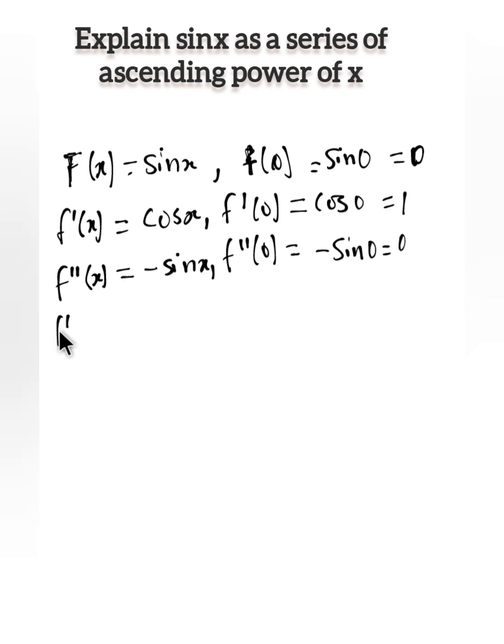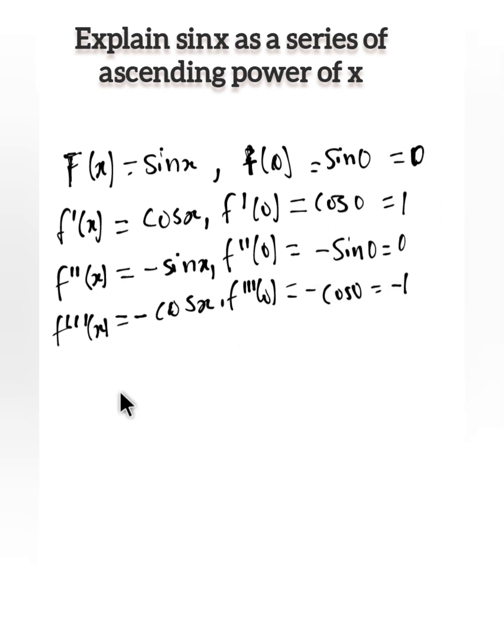Now f triple prime of x means we need to differentiate f double prime of x. So we put the minus sign there. If we differentiate sine x, we get cos x. So we take the minus down, and differentiating sine x gives us cos x. Hence, f triple prime of 0 is equal to minus cos 0, which is minus 1.